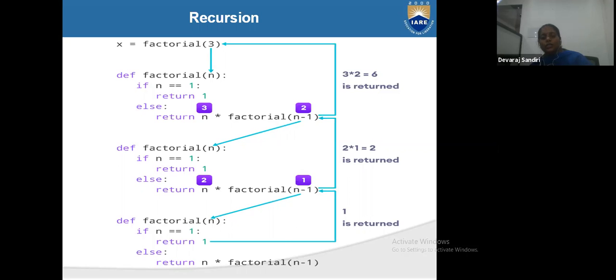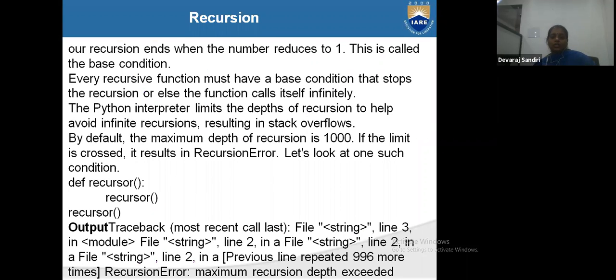Now we got 6 in our recursion, and when the number reduces to 1, this is called the base condition. Every recursive function must have a base condition that stops the recursion, or else the function is called infinitely. It means how many times you want to call it.